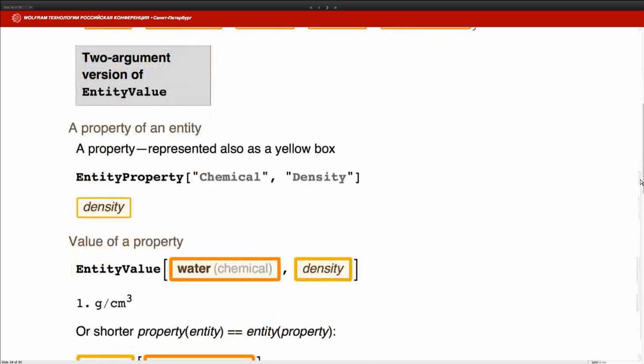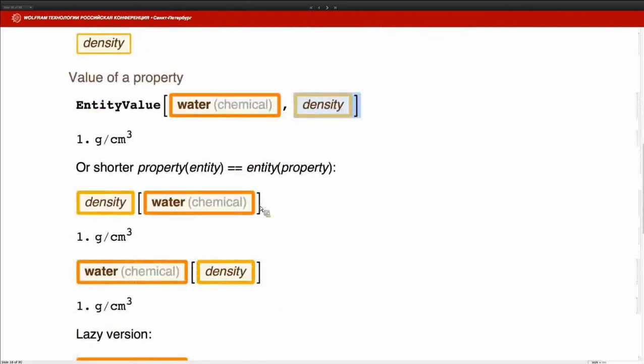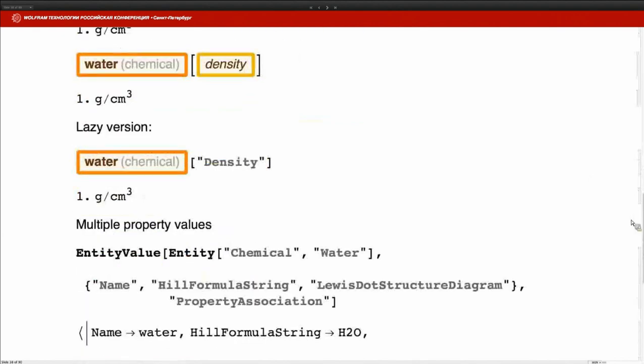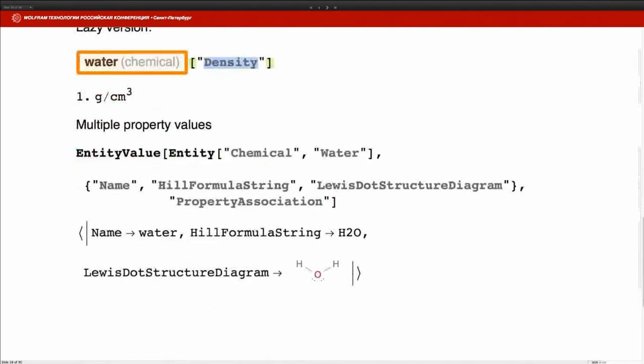The most important for getting actual values is the two-argument version of entity value. And the property is represented by what we call entity property. It's also a yellow box, slightly different yellow, a little bit more yellow than orange. This one represents the density of a chemical. Then you can call them together and ask, what is the density of water? Or you can say, just apply the head density to the chemical water, or even vice versa. Or you can even be lazy and just say density, and you get this.